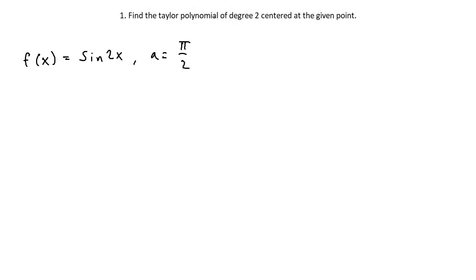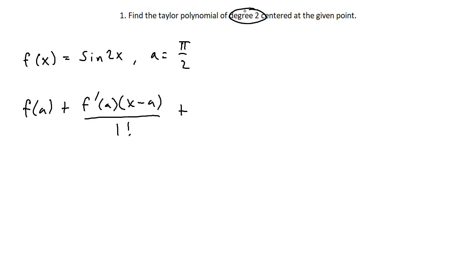So if I were to write out the formula, once again, we have f of a plus f prime of a times x minus a over 1 factorial. And I'm going to the second degree, so I'll just write up to the second derivative. So f double prime of a times x minus a squared over 2 factorial. So this is the formula up to the second degree.